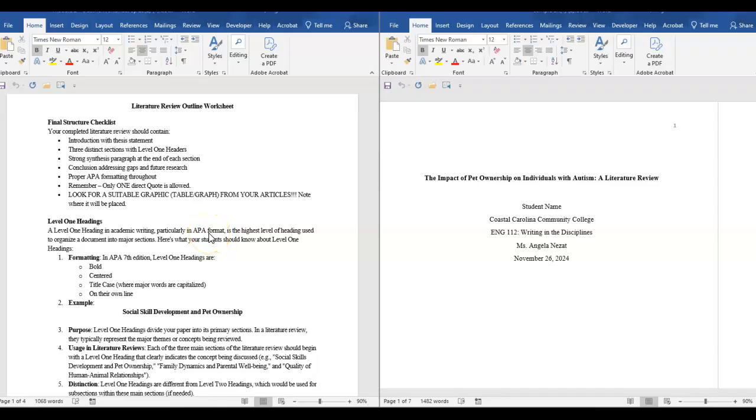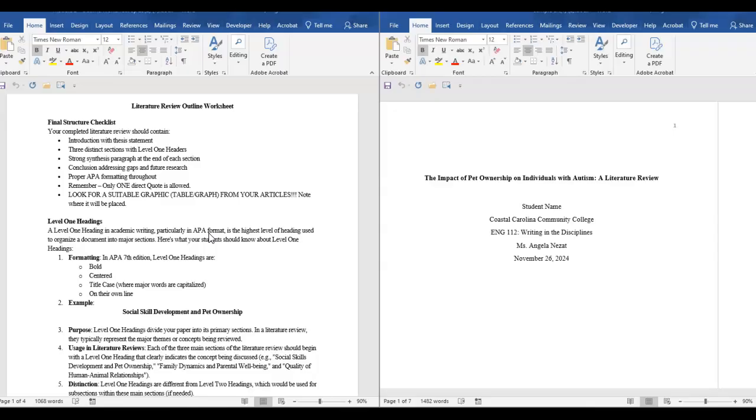This is super important because APA format really emphasizes clear, succinct organization. And having headings within your paper, the sections of your paper, is the clearest way to show how your paper is organized, so that the reader at a glance can understand what information your paper is intending to impart.